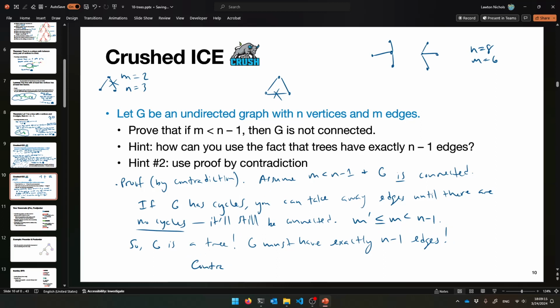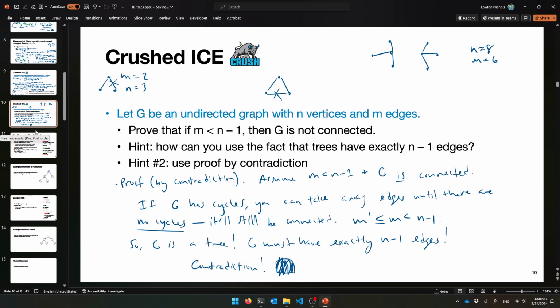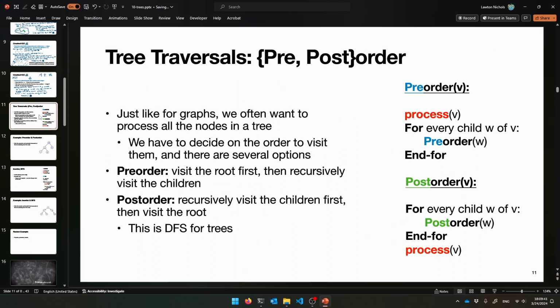It couldn't have been connected. So the world blows up. That means our assumption of this not being true is false, so it must have not been connected after all. So that proves our theorem. See that? That's a cute use of proof by contradiction. And so I think that's every proof that I wanted to show you today. Fun stuff. Now we know a lot more about trees than we knew before.